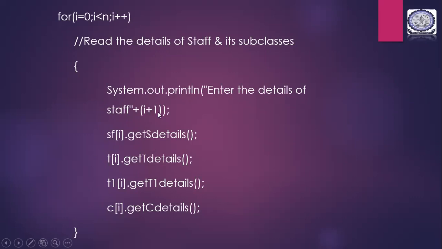So from the first staff, you cannot start from the 0th staff. So you start from the first staff. Hence you have given I plus 1. So S of I becomes I plus 1 here. So for the first staff you take the details from the get S details, get T details, get T1 details, and get C details. So from these particular functions, you are taking in the values of the first staff object. So the I value here is I plus 1 for all these: I plus 1, I plus 1, I plus 1, and I plus 1.